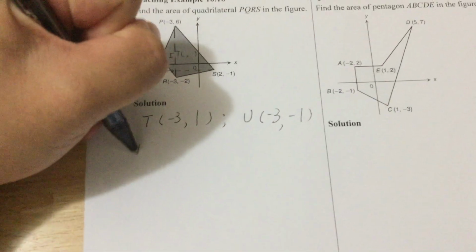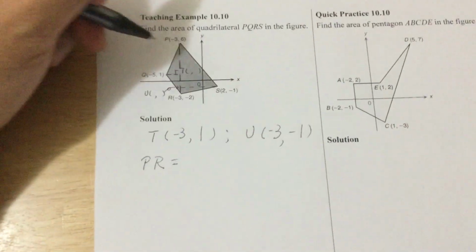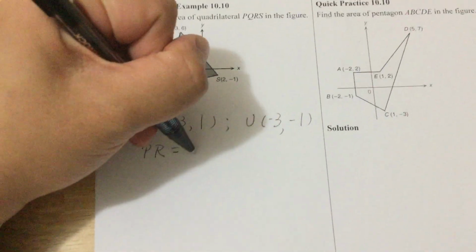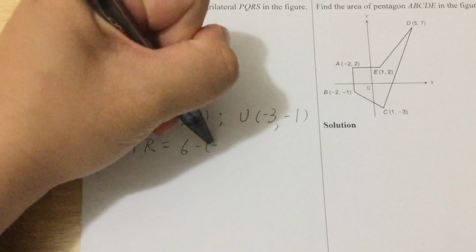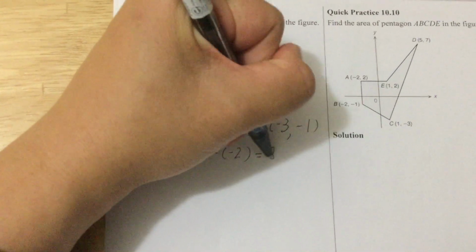They have the same base, PR, so I calculate for both. PR: 6 minus -2, negative and negative, you have positive, so you got 8 units.